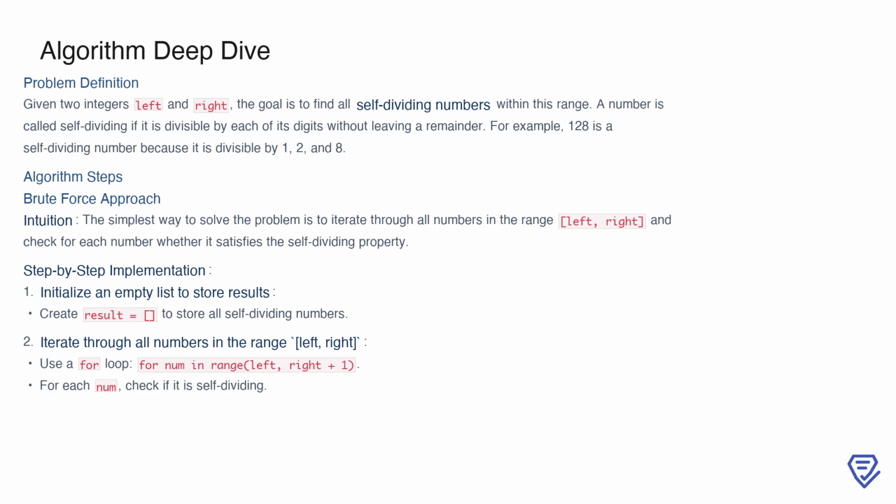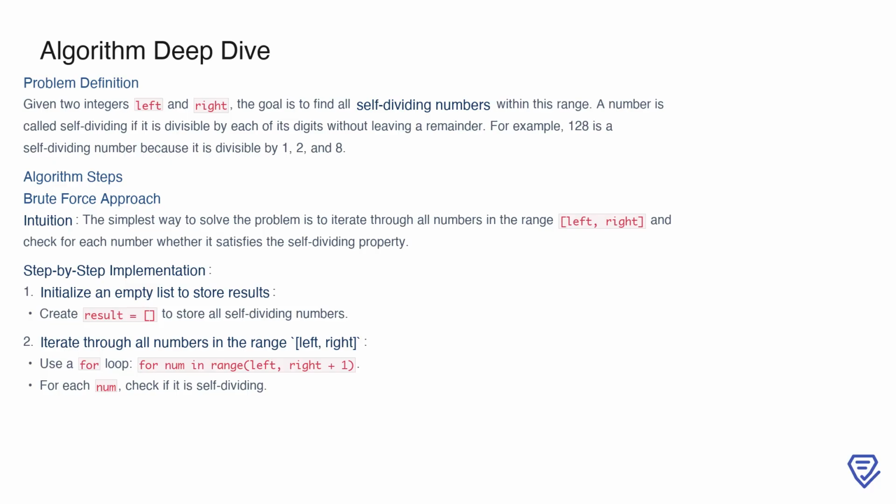To solve the problem of finding self-dividing numbers, let's first define what this means. A number is self-dividing if it can be evenly divided by each of its digits without leaving a remainder. For example, the number 128 is self-dividing because it is divisible by 1, 2, and 8. The task is to identify all such numbers in a given range, left, right.